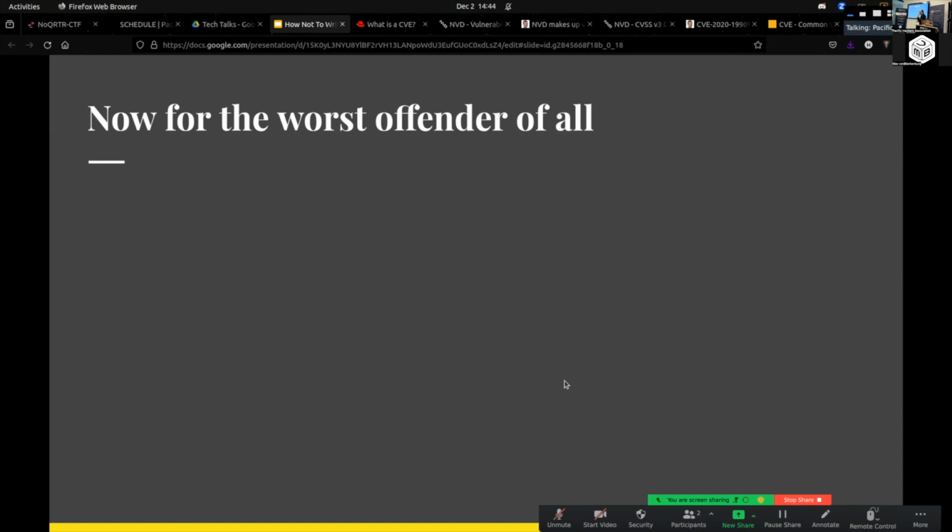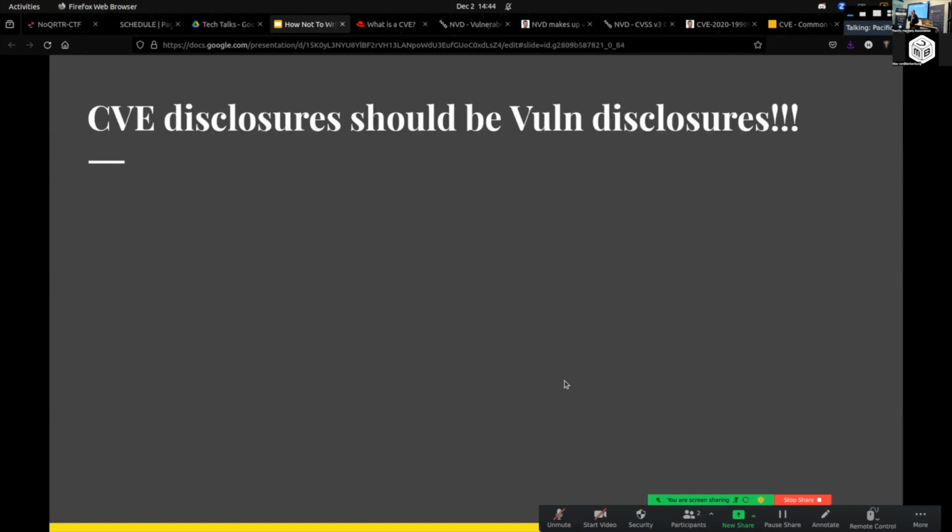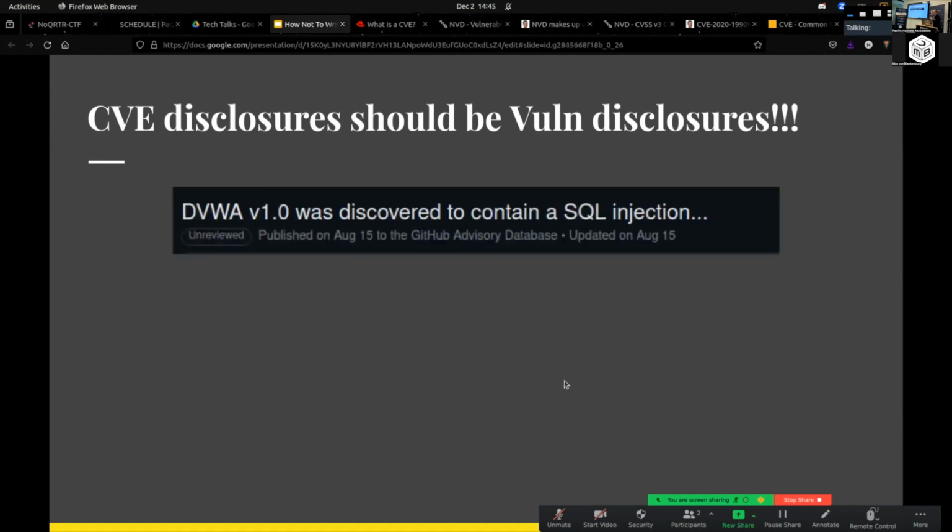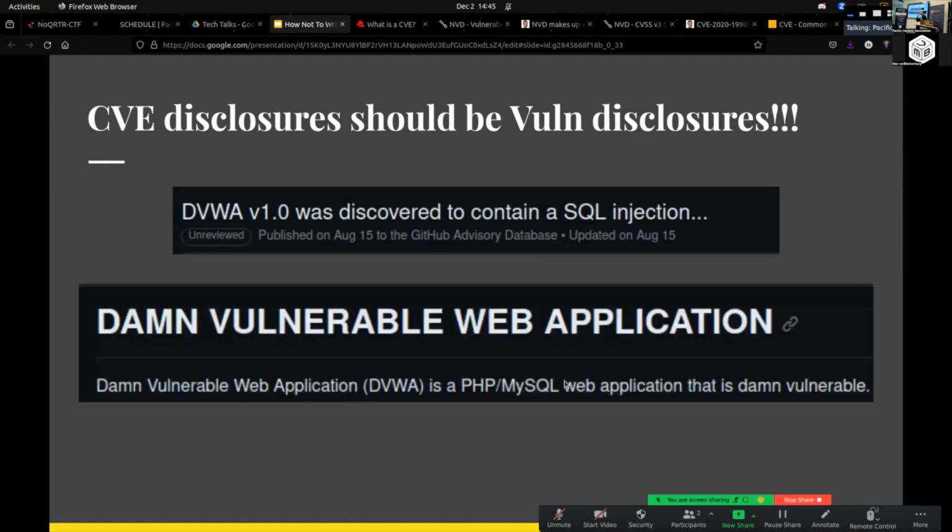Now for the worst offender of all. I believe we've got about 15 minutes left. This is my favorite one. CVE disclosures should be vulnerability disclosures. Why do you say that? Isn't that redundant? We're disclosing vulnerabilities here. Well, I want to ask if anyone's heard the news about DVWA. Does anyone? Okay, I heard a laugh there. Okay, perfect. Who here knows what DVWA stands for? Damn Vulnerable Web Application. Someone submitted a CVE for a purposely vulnerable web application.